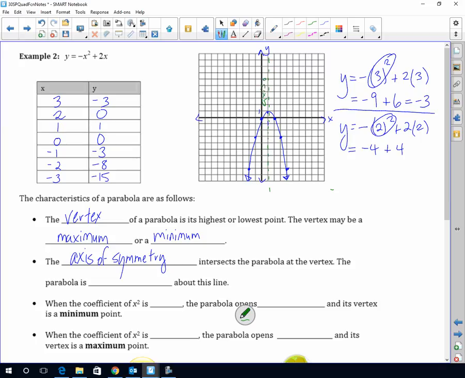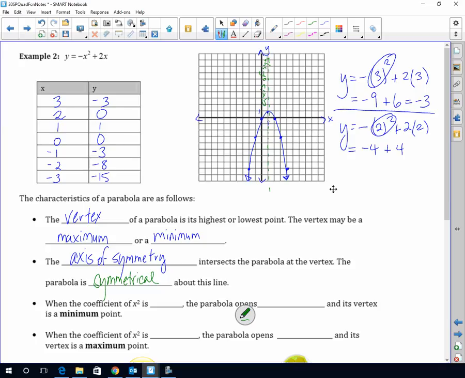The parabola is symmetrical. And this is key about this line. If you make a parabola and it doesn't have that nice symmetry to it, you either calculated a coordinate wrong or you graphed something wrong. It should always have this nice symmetry to it.